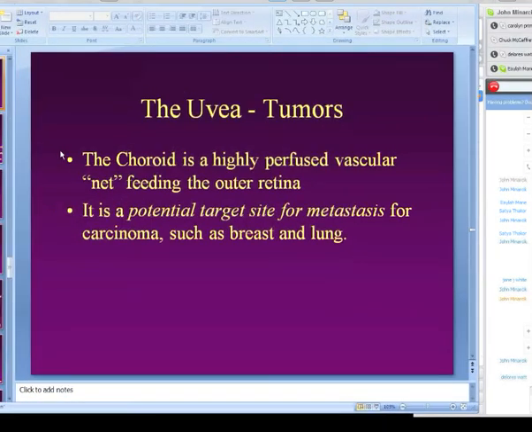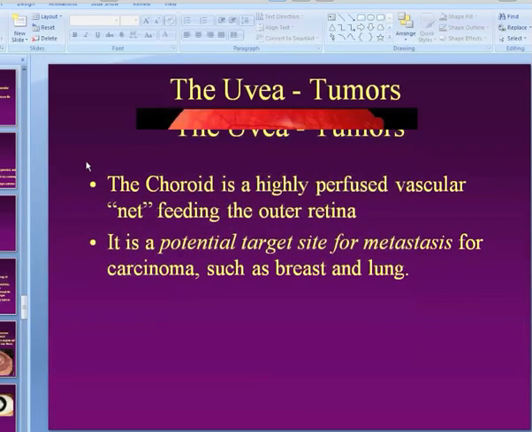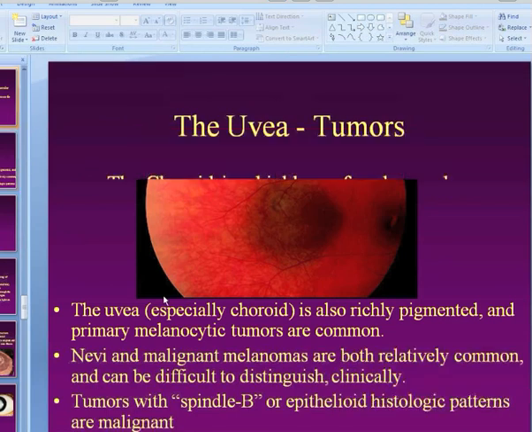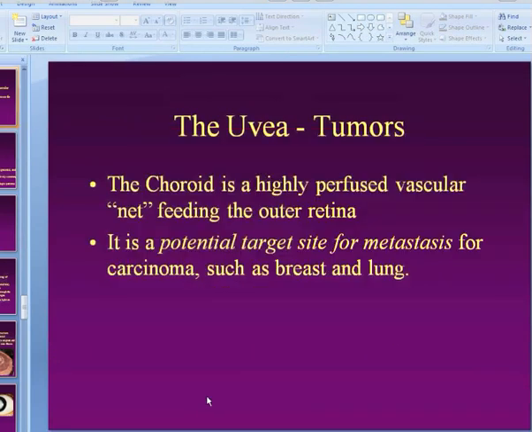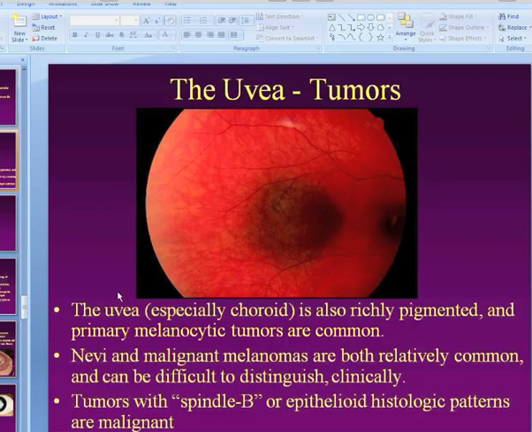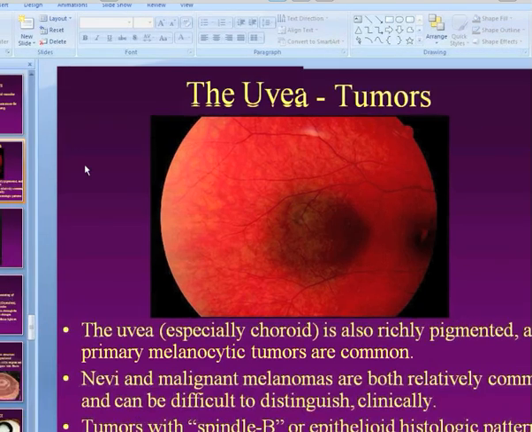And then I mentioned that there's a lot of melanocytes in the choroid. And the most common primary tumor of the choroid is the melanoma.